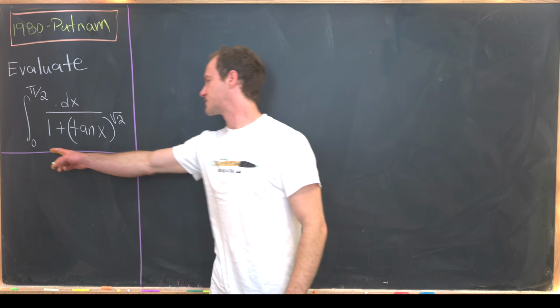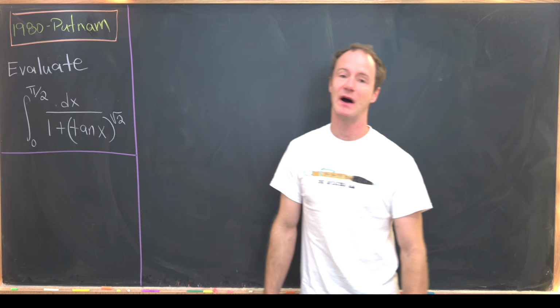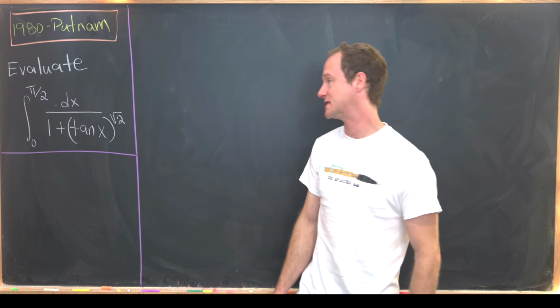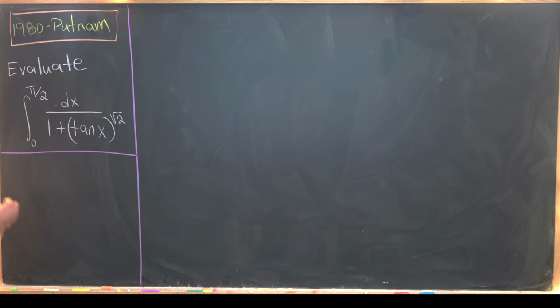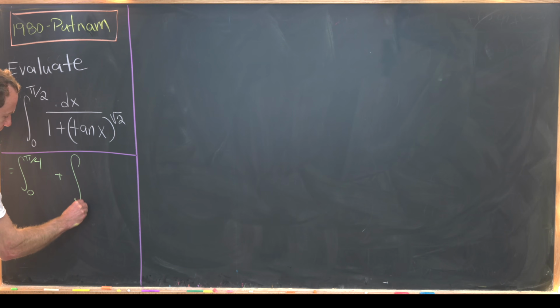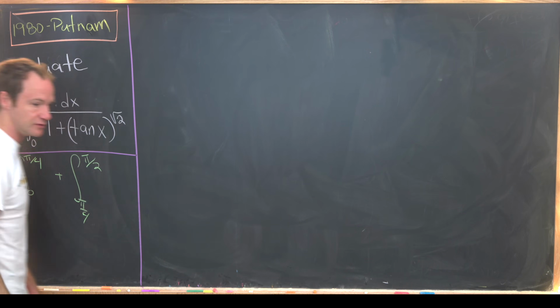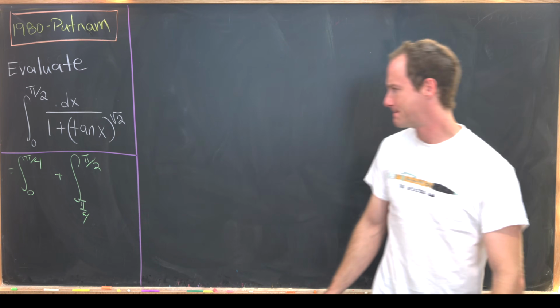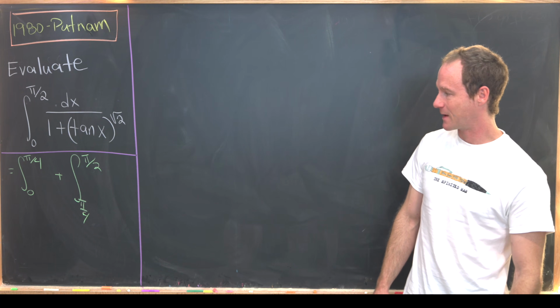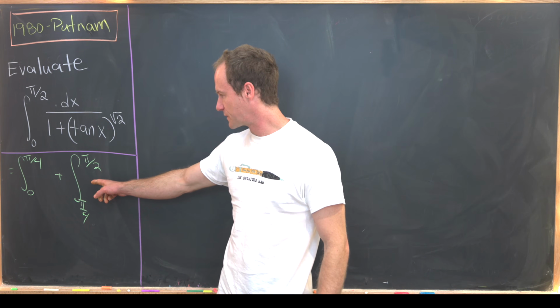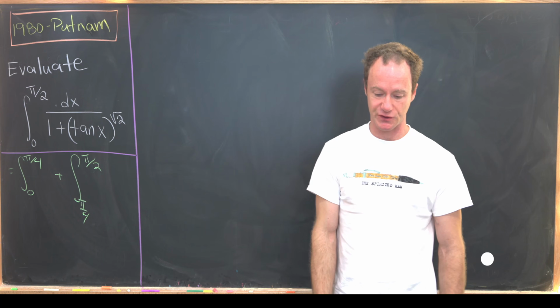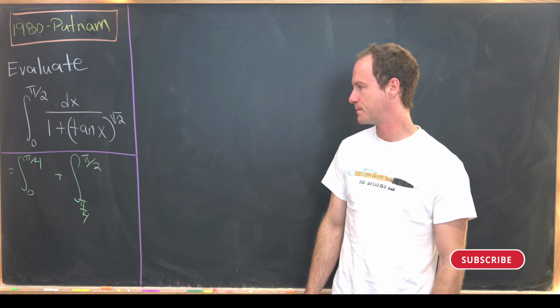Well, maybe we could split up this interval from 0 to pi over 2 into two pieces. And so maybe we would write this thing as the integral from 0 to pi over 4 plus the integral from pi over 4 up to pi over 2. Okay, but if we're doing that, we probably want to do some sort of change of variables to make those two things look the same.